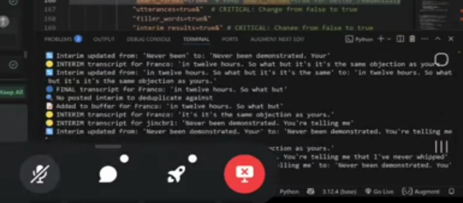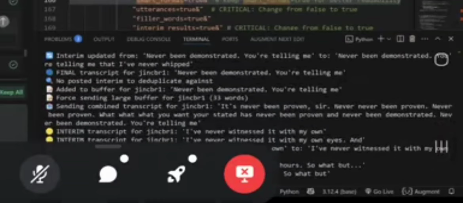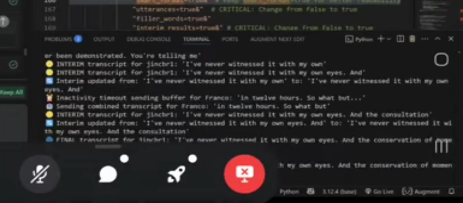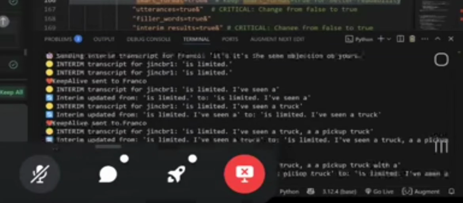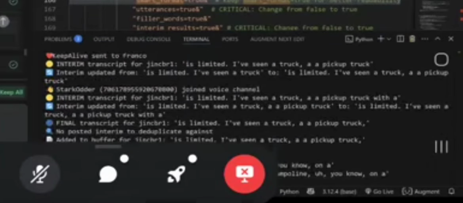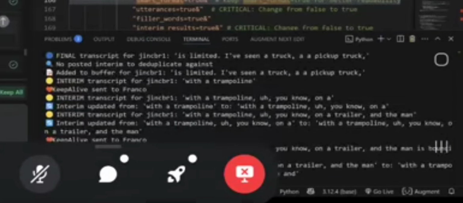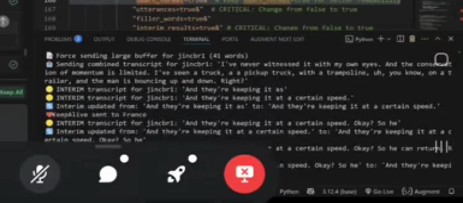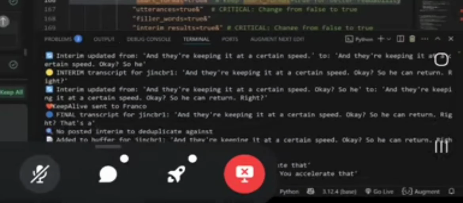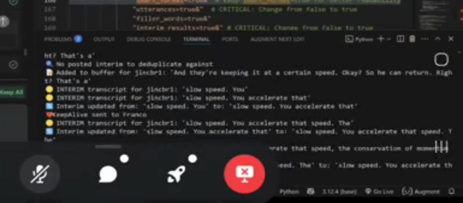And the conservation of momentum is limited. I've seen a pickup truck with a trampoline on a trailer, and the man is bouncing up and down, right? And they're keeping it at a certain speed, okay? So he can return, right? That's a slow speed. You accelerate that speed, the conservation of momentum that he had would be lost.